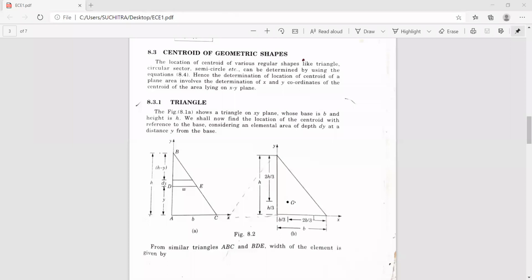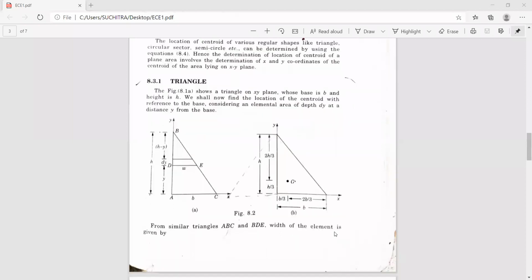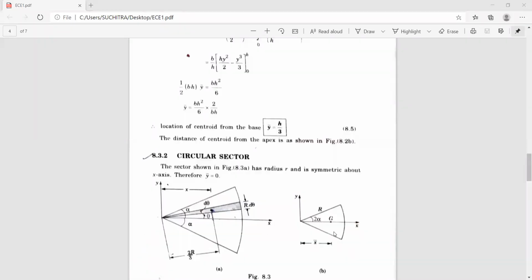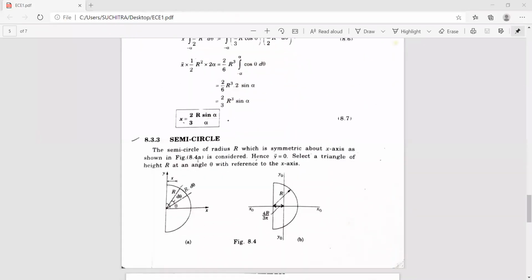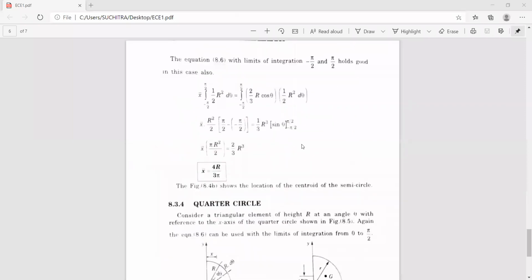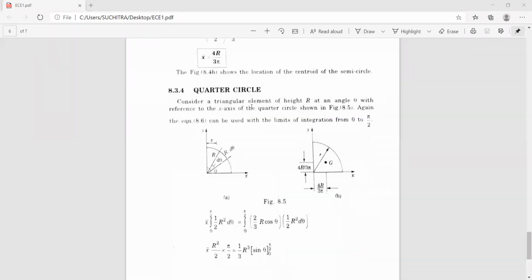The time is running out, so I request all of you to mark your attendance in the chat box. I'll continue the class tomorrow. Tomorrow we shall discuss how to find the centroid of a circular sector, the centroid of a semicircle, and the centroid of a quarter circle by the method of integration. So I'll be ending the session. Thank you so much. Any doubts? Tomorrow once again I will explain how to locate the centroid of a right angle triangle by the method of integration.